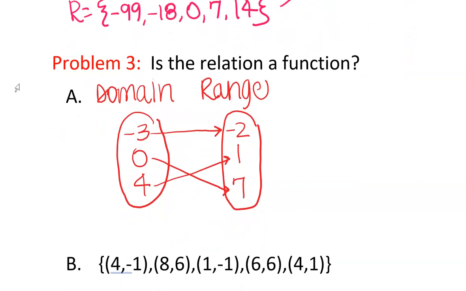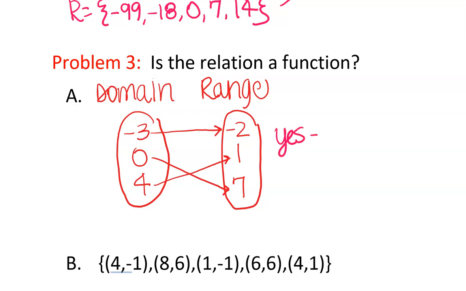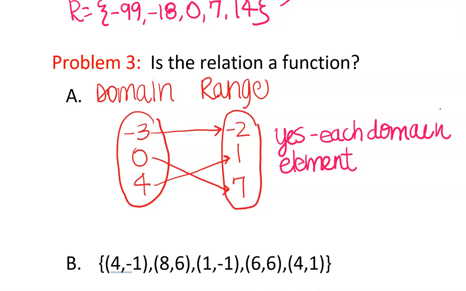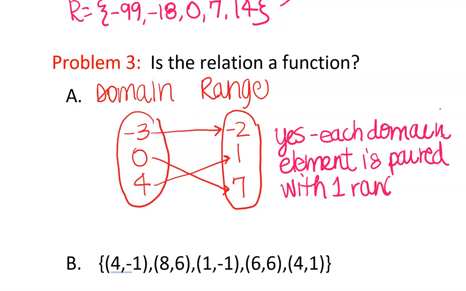Problem number 3. Is the relation a function? So -3 gets paired up with -2, 0 gets paired with 7, and 4 gets paired with 1. So we're going to say yes, each domain element is paired with one range element.